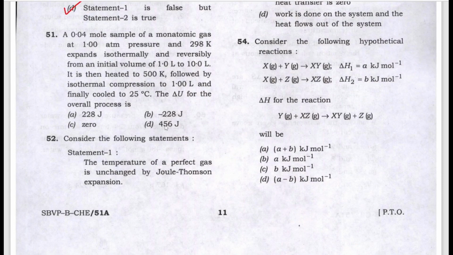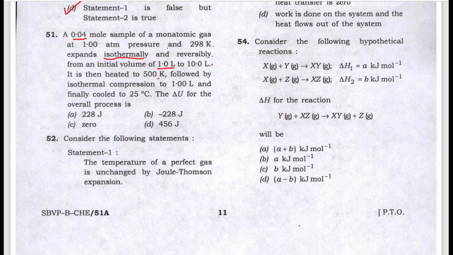In the 51st question, in the next question, a 0.04 mole sample of monatomic gas at 1 atmospheric pressure and 298 Kelvin expands isothermally and reversibly from an initial volume 1 liter to 10 liter. It is then heated to 500 Kelvin followed by isothermal compression to 1 liter and finally cooled to 25 degrees Celsius. Find the internal energy for the overall process.